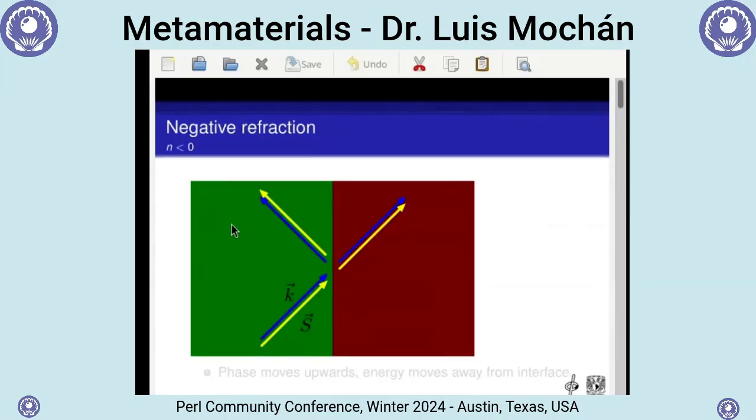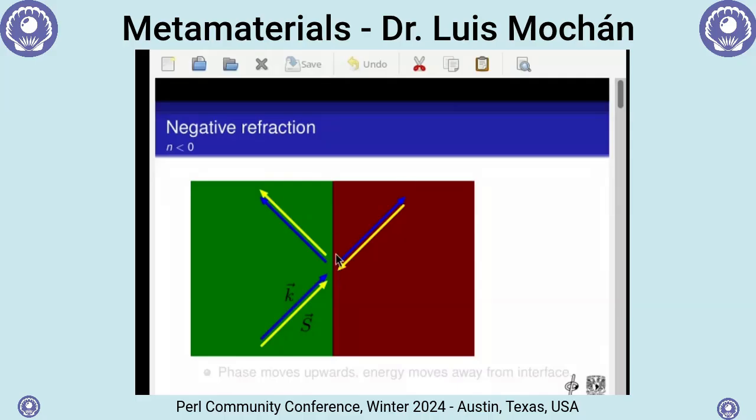Here I have an interface between an ordinary material and another material. The yellow arrows represent the energy flux, the Poynting vectors. So here you have an incoming wave that reaches an interface. Part of the wave is reflected and part of the wave is transmitted. But if the second material is one of these exotic materials, then the energy would go in the opposite direction.